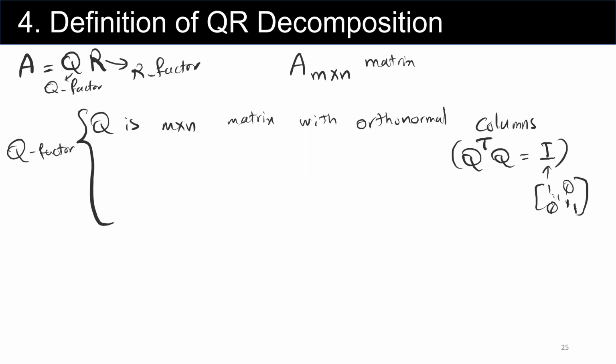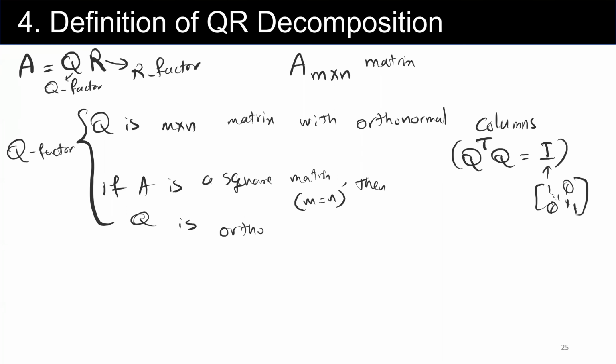Another fact is, if A is a square matrix, which means m is equal to n, then Q is orthogonal. What does that mean? Q transpose Q is equal to Q Q transpose, which is equal to I.